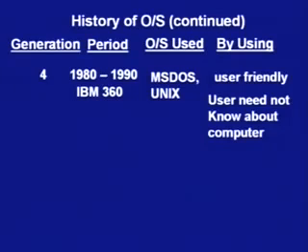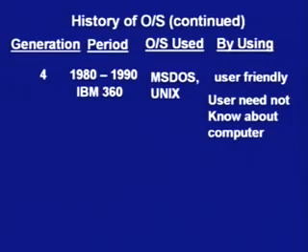It was also the time when the Unix operating system became popular. Later on, we shall see a comparison between Windows and Unix operating systems. The most important characteristic of these operating systems was, or still is, that they are user-friendly.